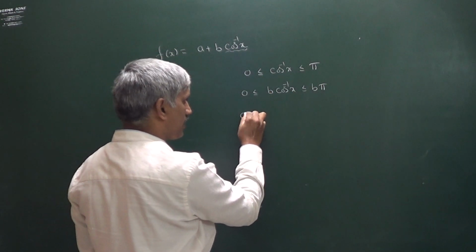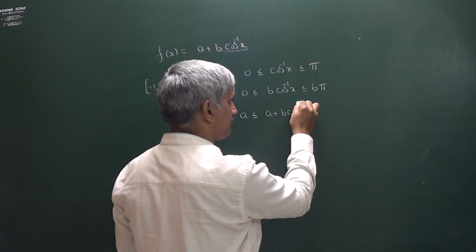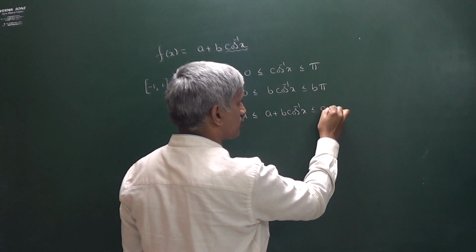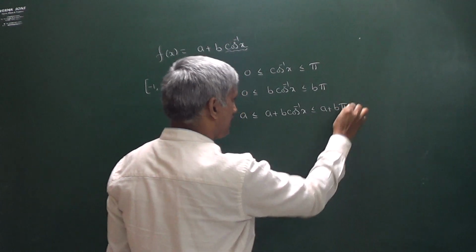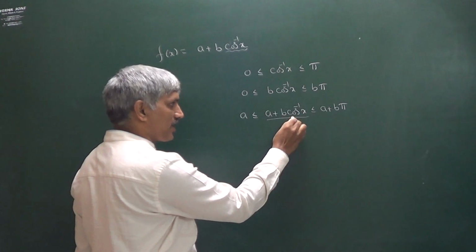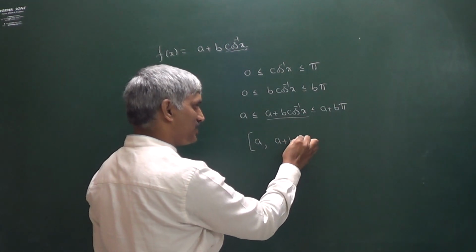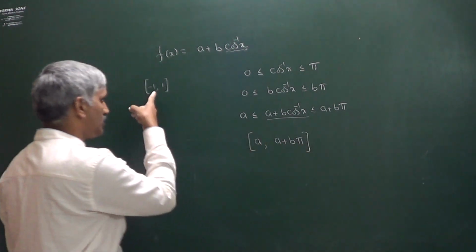Here, adding a, you will get a less than or equal to a plus b into cos inverse x, which is less than or equal to a plus b pi. Here a plus b cos inverse x is the function f of x. That function's range we got as the closed interval a comma a plus b pi. This is the range of the function and this is the domain of the function.